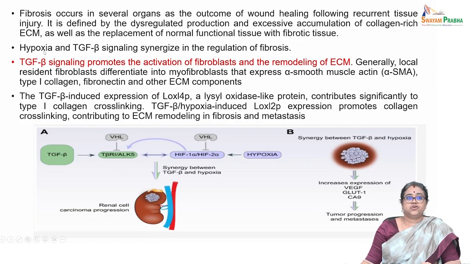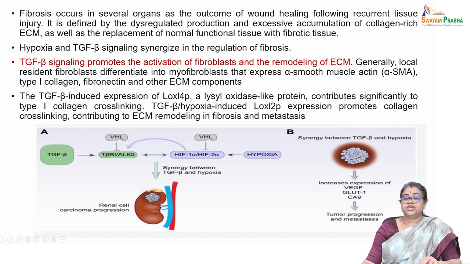That is what is shown here. Fibrosis occurs in several organs as an outcome of wound healing following recurrent tissue injury. It is defined by the dysregulated production and excessive accumulation of collagen-rich ECM, as well as replacement of the normal functional tissue with fibrotic tissue. This is what we see in an oral pre-malignant condition called oral submucous fibrosis, where we have excess fibrosis in the oral area.